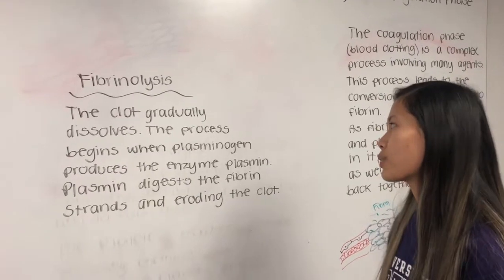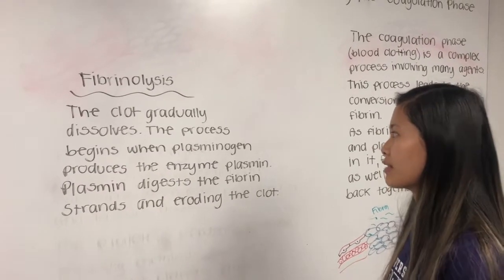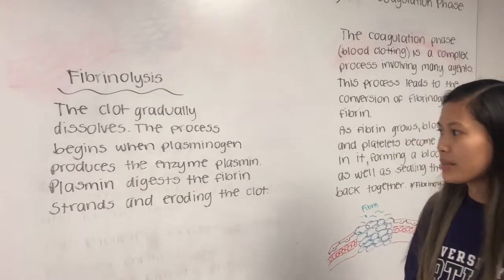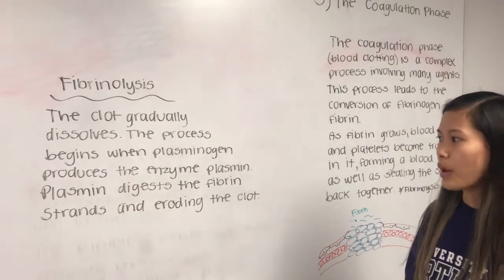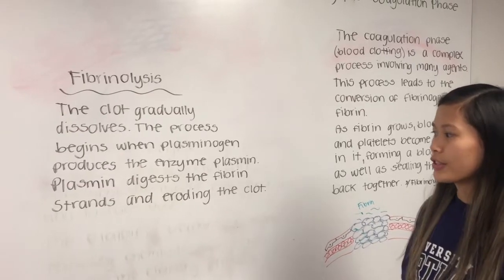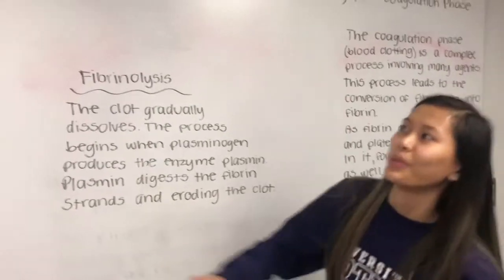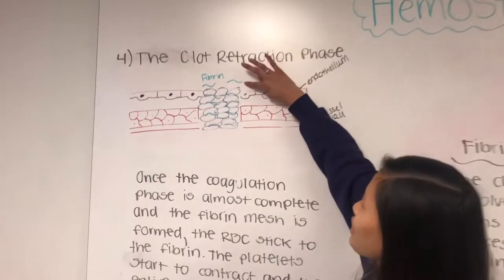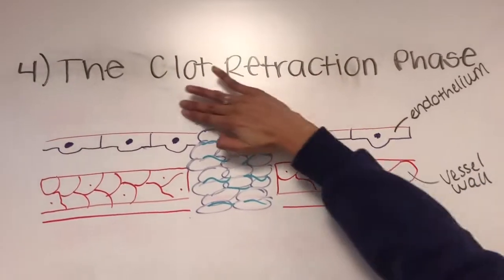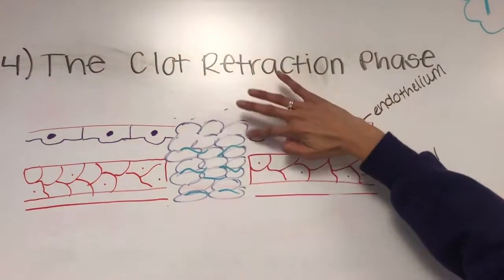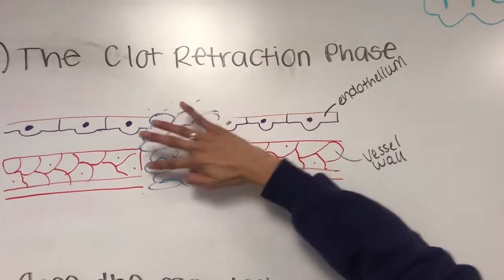The process begins when plasminogen produces the enzyme plasmin, and plasmin is responsible for digesting the fibrin strands and eroding the clot, which are these fibrin strands. So they get dissolved, and then the blood vessel goes back to normal.